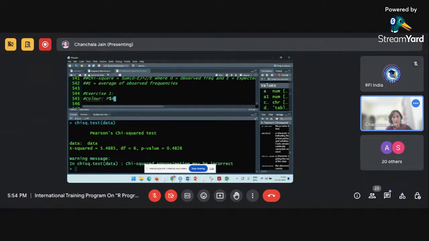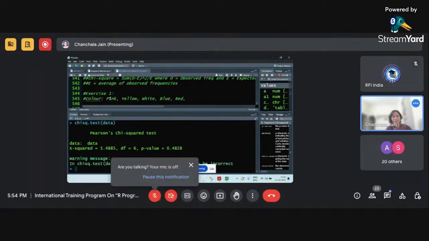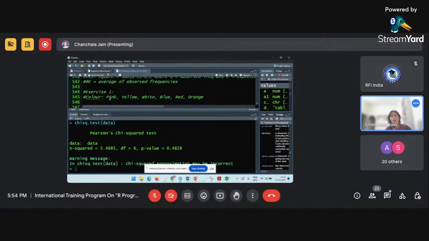Suppose the colors are pink, yellow, white, blue, then red, and orange. These are the few colors on which the company is doing a survey, to see which color candy they need to launch in that Candy Crush game. For the purpose, a few respondents were invited to give their color preferences.